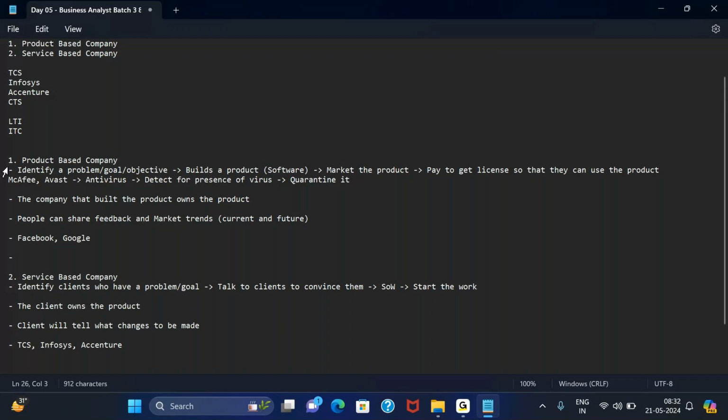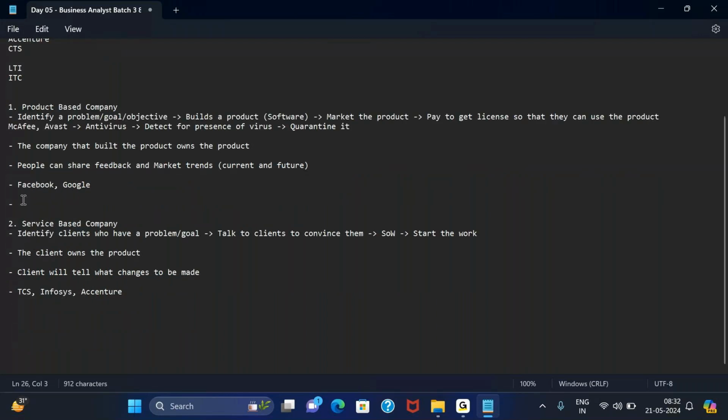Potentially, what could be the difference? Remember, the same skill set could be used, but the expectation could be slightly different here. Now, in a product-based company, a BA can majorly be working on two sides.